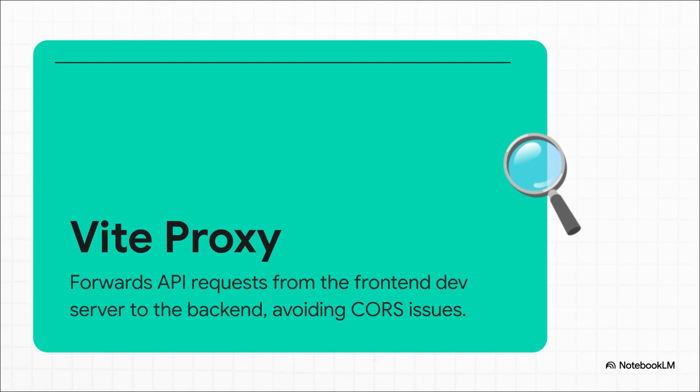The Vite proxy is this brilliant little development trick. It tells our front-end server, hey, anytime you see a request for the /api address, don't even try to handle it yourself. Just pass it straight through to the back end. And just like that, problem solved.